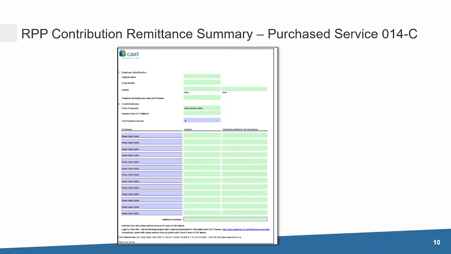Next is Section 2, the contribution section. Here you'll fill in the form of payment and payment date. The total payment field will automatically calculate the total amounts of your remittance.